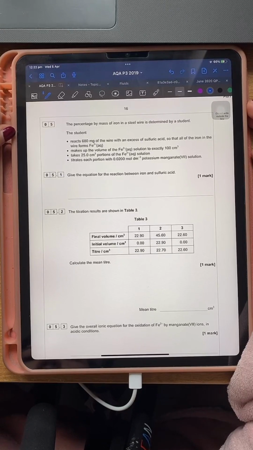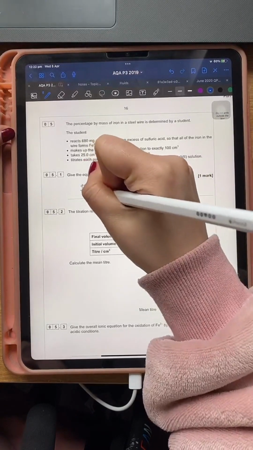Okay, so that's metal plus acid. What do you think metal plus acid would give you?